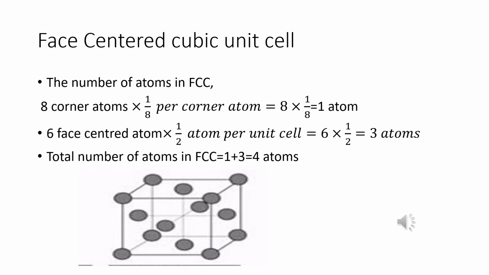So the number of atoms in the face-centered cubic cell: 8 corner atoms, each shared with other cells, so 8 into 1 by 8 equals 1 atom. 6 face-centered atoms, because a cube has 6 faces, each half shared with the adjacent cell, so 6 into 1 by 2 equals 3 atoms. The total number of atoms per unit cell is 1 plus 3 equals 4 atoms. So how many atoms are present in the face-centered cubic cell? That is 4 atoms.